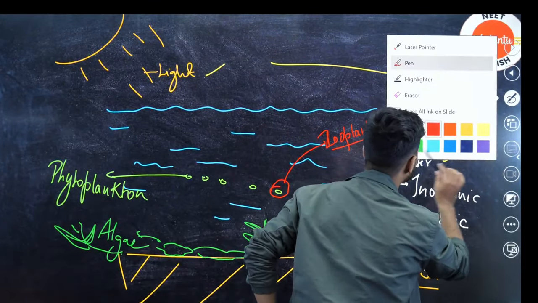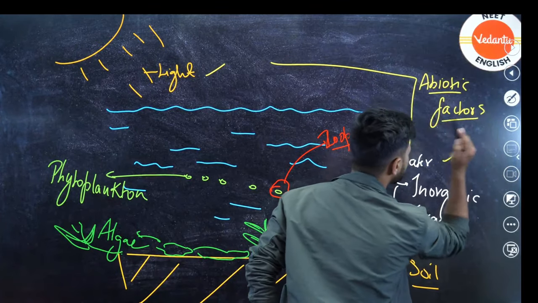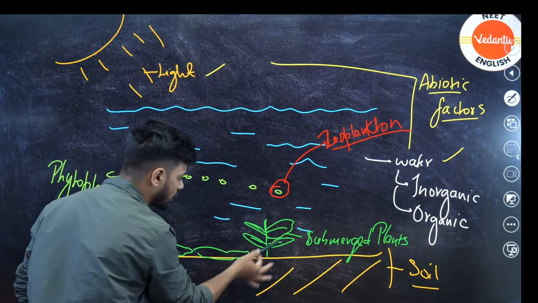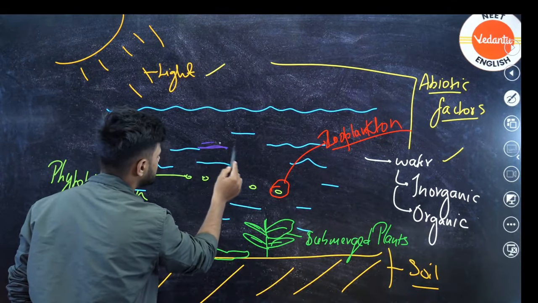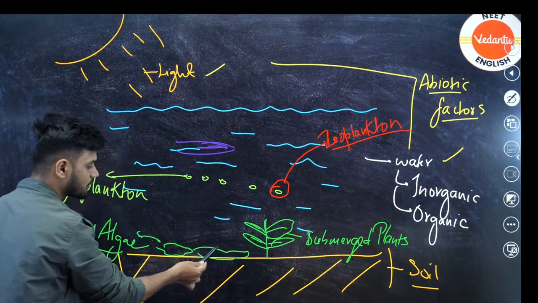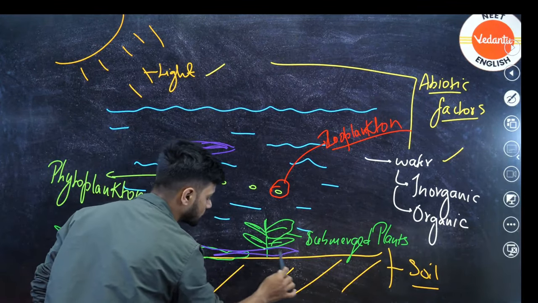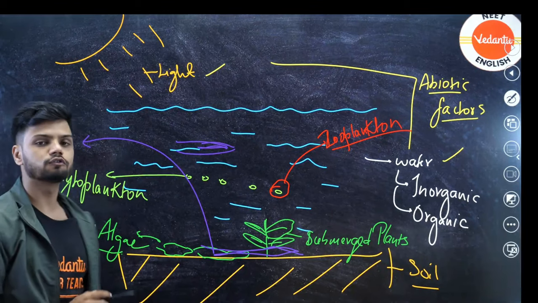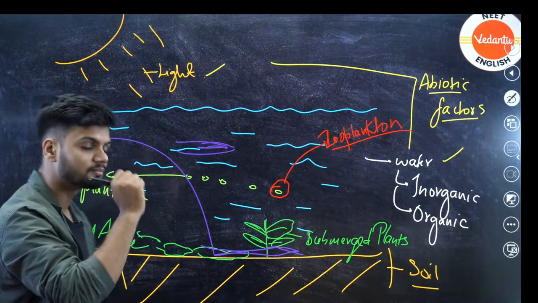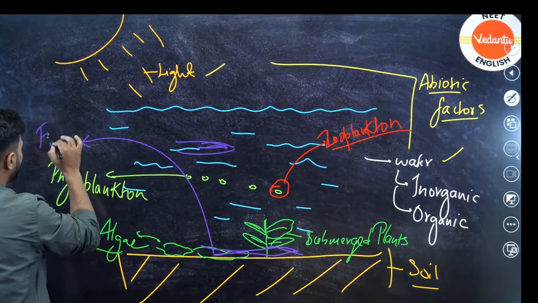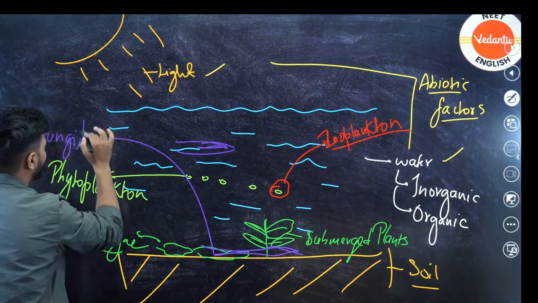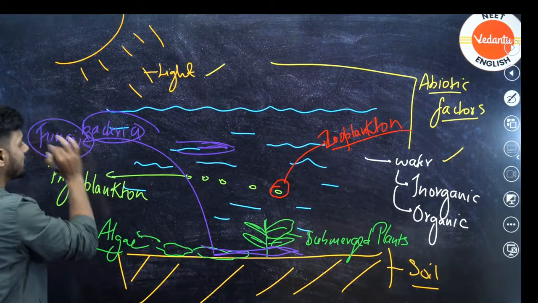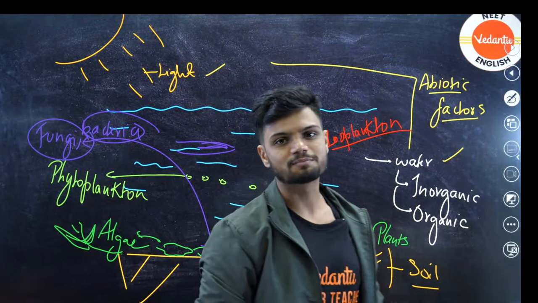Now, listen to me very carefully. When this phytoplankton or zooplankton or these small fishes die, they come to the bottom of the pond. At the bottom, we have a separate type of organism, your fungus as well as bacteria.